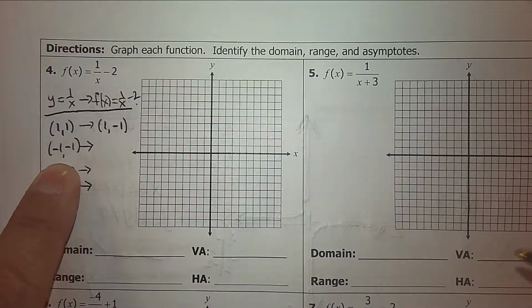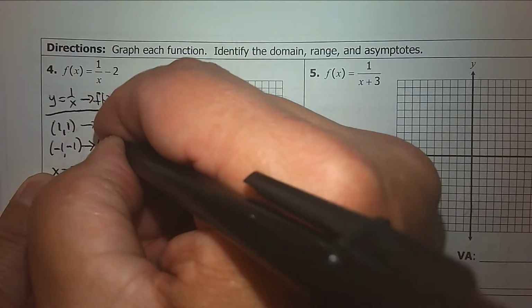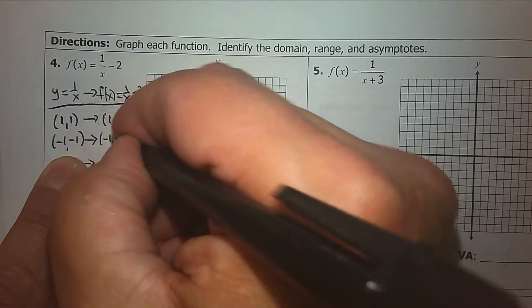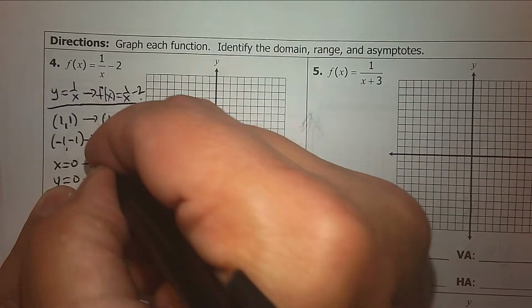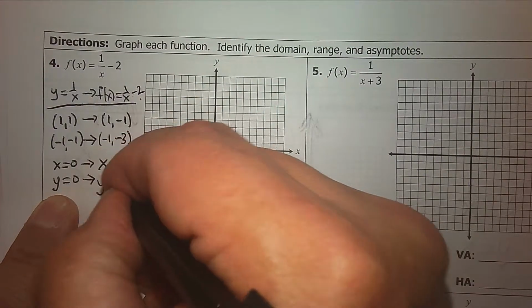And we're going to follow that pattern for everything. The x value stays the same, and the y value, subtract 2. And now it's negative. The x value stays the same, but the y value, I subtract 2.